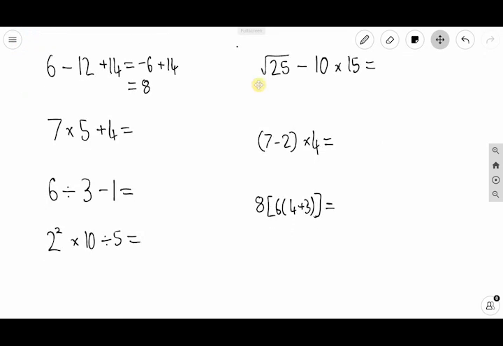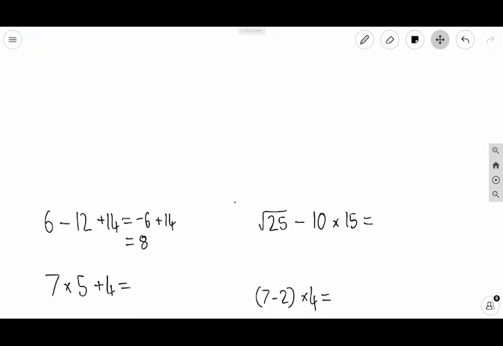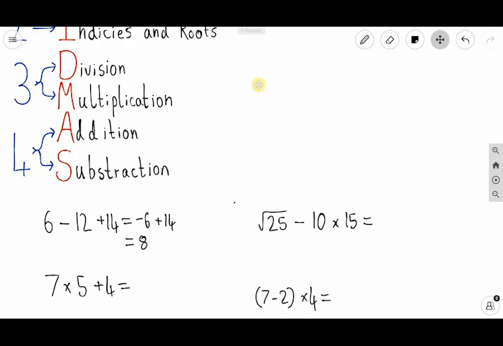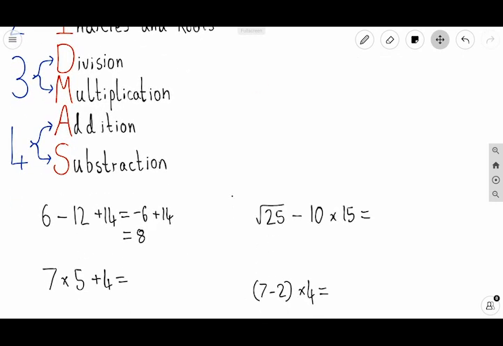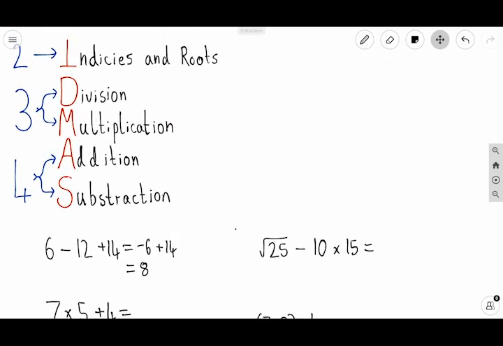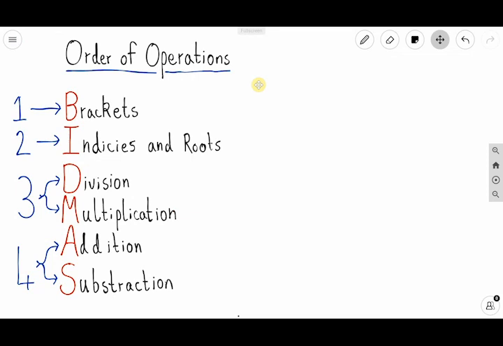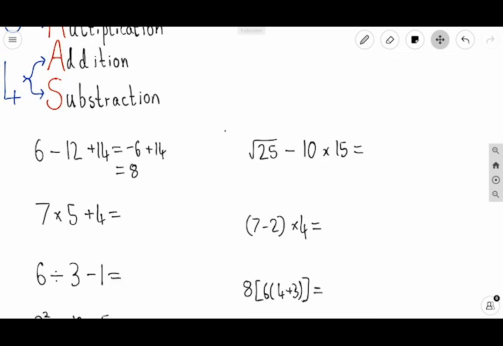7 multiplied by 5 plus 4. So that's multiplication and addition. Multiplication is before addition. So we shall do multiplication first, giving us 7 times 5, which is 35. And then we do plus 4, add 4 to it, giving us 39. So 39 is the right answer.